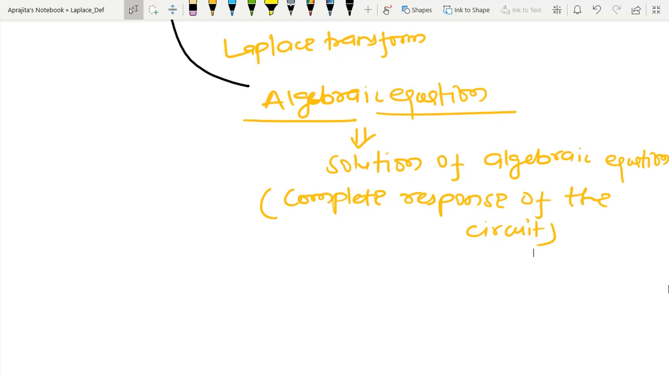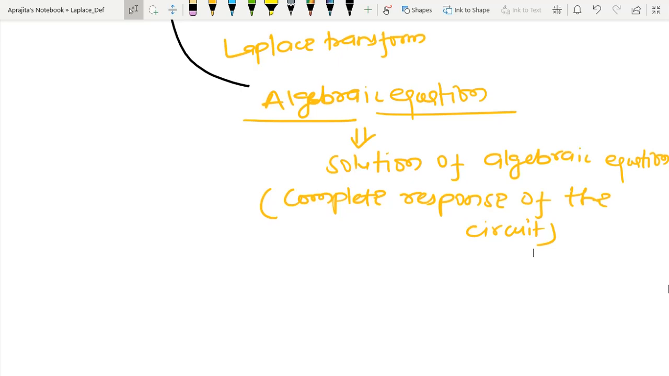But in this part of the lecture, we are not only interested in the steady state response, we are now interested in the complete response of the circuit. So due to that reason, I have to move to a different transformation, and that is nothing but the Laplace transform.